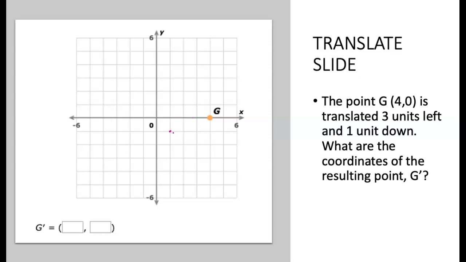And then it says, what are the resulting coordinates? So we're just going to tell them, okay, when I move this G, what is my new G, or my G prime, going to be called? And so here it looks like we would be at (1, -1). So you just insert (1, -1) to tell the coordinates.